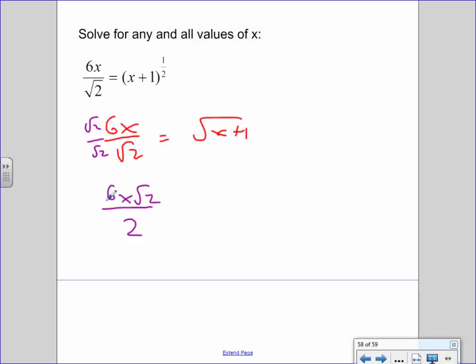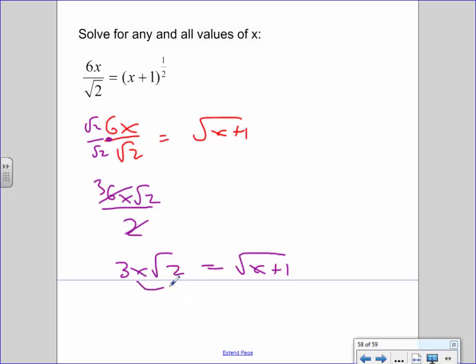However, doesn't 6 and 2 have the ability to cancel? And literally just give me 3. So if I play around with this first side right here, I can actually get it to 3x root 2. Everybody catch that? I'm going to times by root 2 over root 2. Now, when I do that on the top, 6x sits out front, root 2 sits behind it, but the 6 and the 2 cancel, so there's no reason to have a denominator anymore.